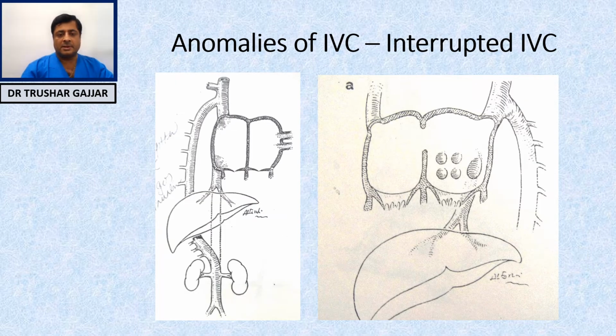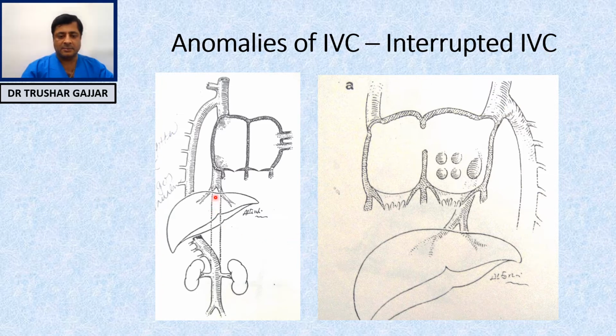Let us see the anomalies of the inferior vena cava. The infrahepatic portion or the suprahepatic portion of the IVC is formed from the umbilical vein and the vitelline vein. But there is an interruption of the IVC. So the IVC will drain through the azygous system or through the hemiazygous system into the SVC or into the LSVC, into the heart. So this is called interrupted IVC.